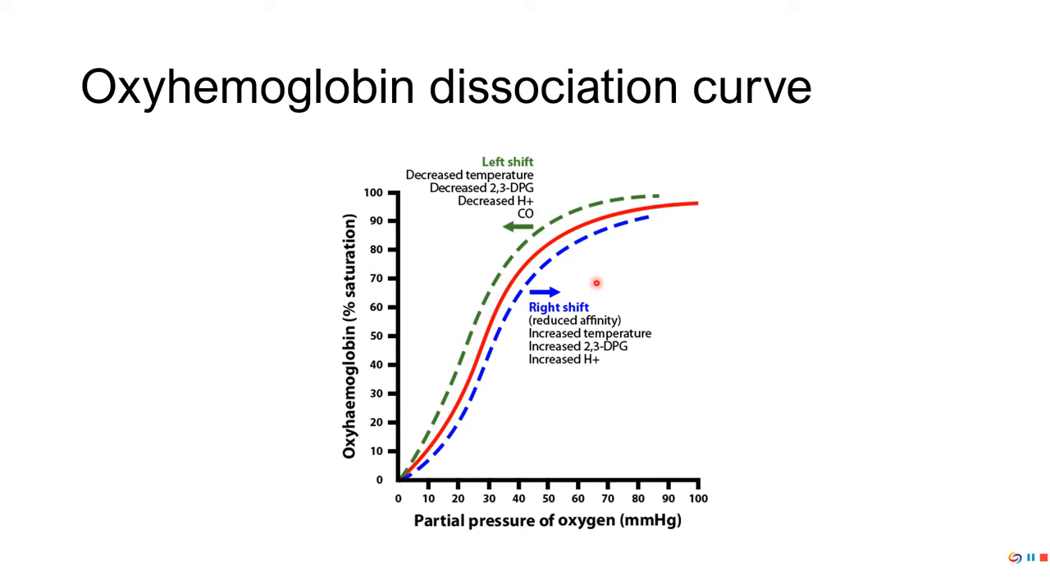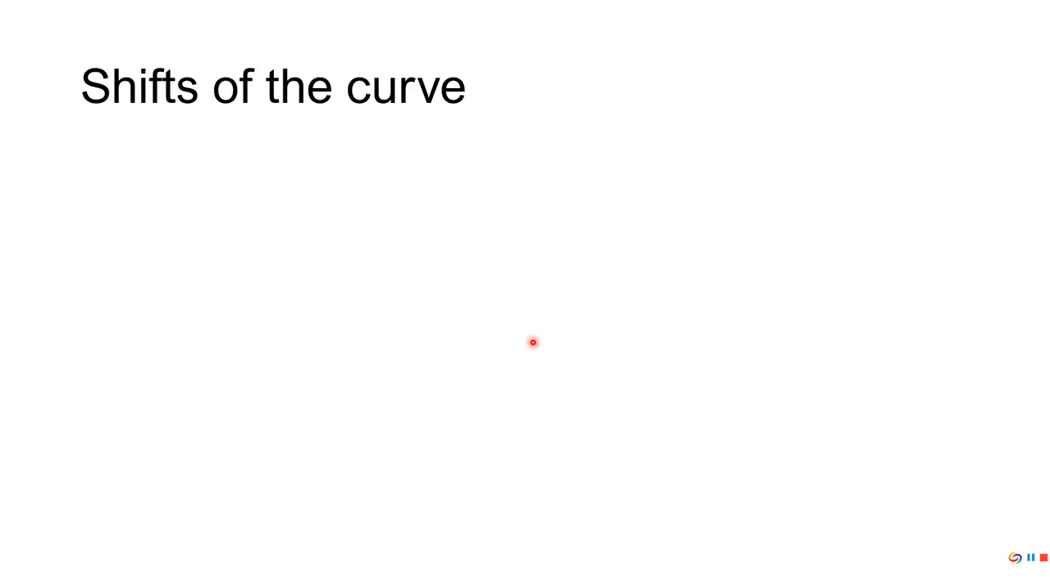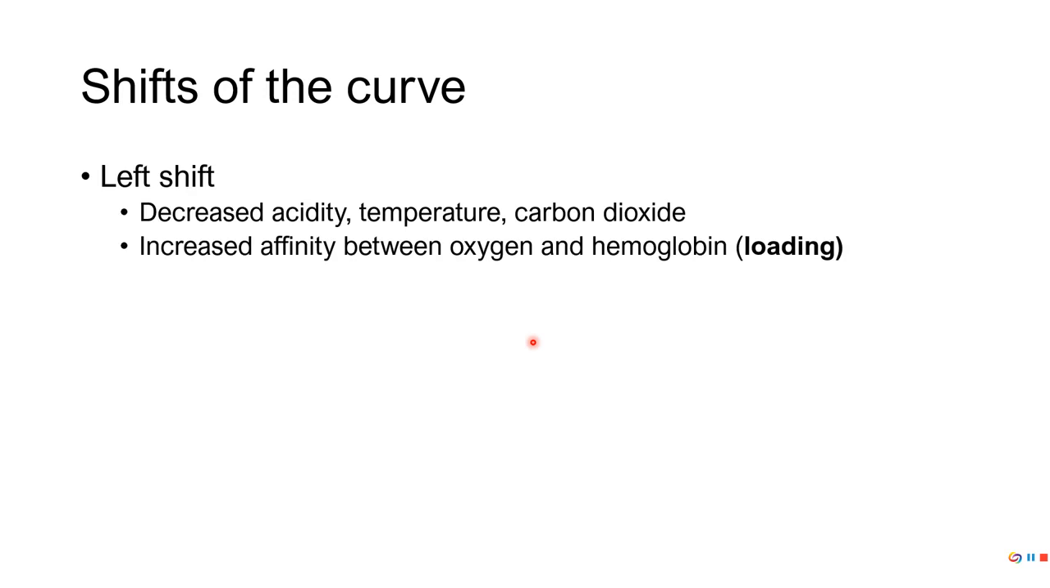Now, the effect of a right shift, so these are the causes, these 3 things that increase, or it can decrease. Those are all causes. Okay, the effect of a right shift is that we have reduced affinity. Okay, and so let me rephrase this here. So the left shift, we decrease any of acidity, temperature, or carbon dioxide.